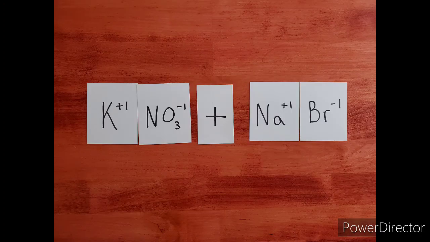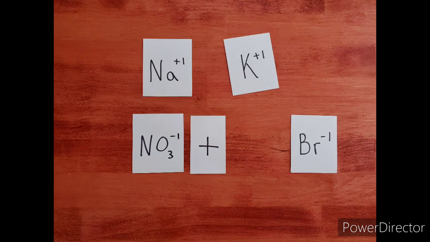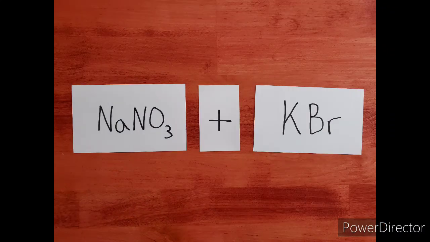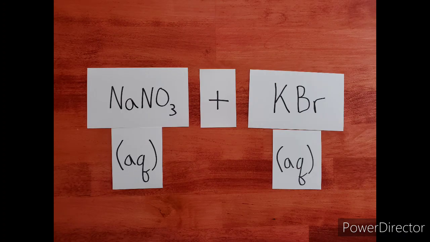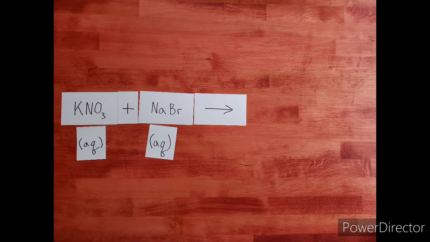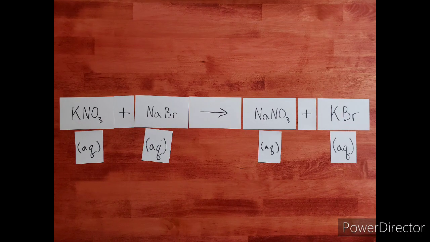So when we go to do our step where we trade the positive ions with each other, we can do that. And then we can look at our results and we can do our crisscross to get our final compounds. Now when we look at the solubility, we see that both of these compounds that we got are aqueous. So we started with two aqueous compounds before and two aqueous compounds after. So aqueous KNO3 plus aqueous NaBr yields aqueous NaNO3 and aqueous KBr.